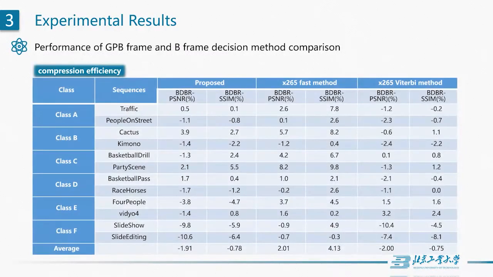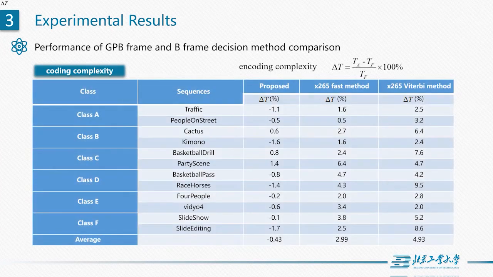As for the performance comparison of the GPB and B-frames decision method, we selected the coding performance and the time of the fixed frame type decision as the anchor. And we compare the compression efficiency and coding complexity with X265. We can find that our method achieves good results.